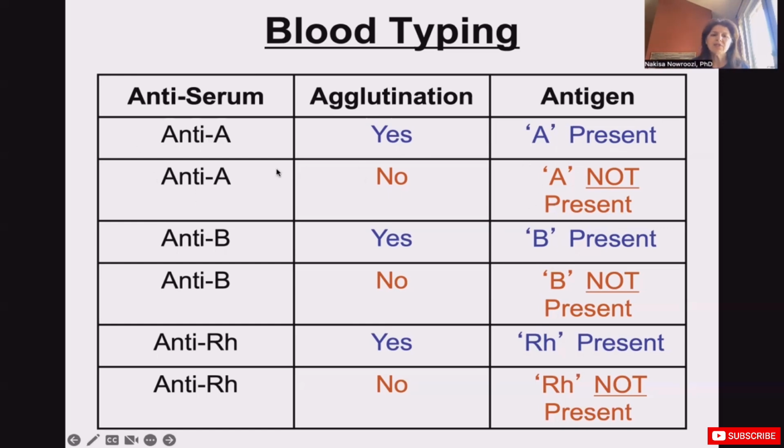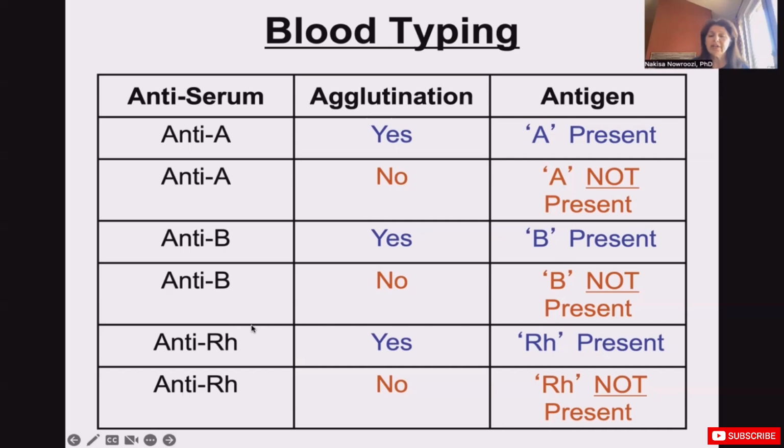So anti-A serum, if you have agglutination, A antigen is present on the blood surface. Otherwise, no antigen is present. Anti-B antiserum added to the wells, agglutination occurs, B antigen is present on the surface of blood cells. Otherwise, no B is present.